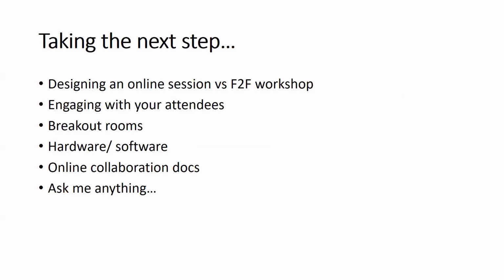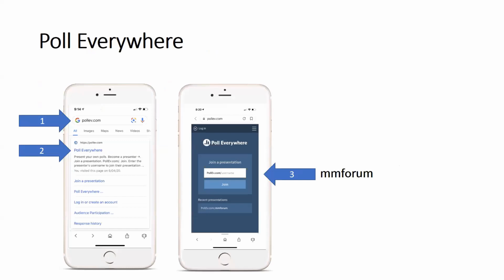The way I've broken it up is we're trying to get through a lot of things, and today is the advanced session. So we're talking about designing an online session versus a face-to-face workshop, then engaging with your attendees. We're going to talk about breakout rooms, and so you can experience it again too. We'll then look at hardware and software very briefly, because we covered that in the introductory one. And we'll talk about online collaboration documents. And at the end, I'll pause for questions where you can ask me anything.